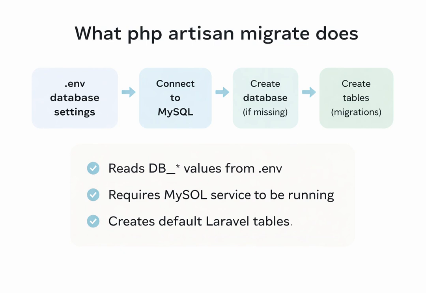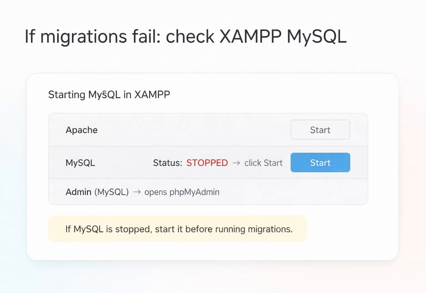The tables created at this stage are often the default Laravel tables, and later the project will add more as features are built. If php artisan migrate complains about the database, one of the first checks is XAMPP. If MySQL shows as stopped, it must be started. The admin button for MySQL opens phpMyAdmin, which is useful for confirming what databases exist. The key idea is migrations depend on the database server actually running.